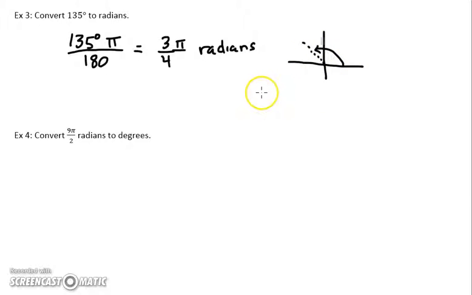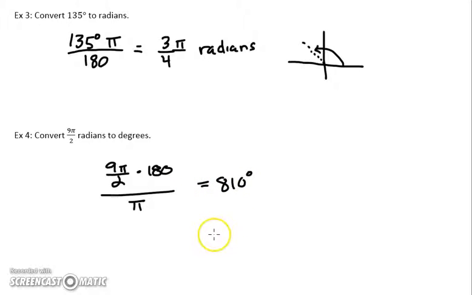Now we want to convert 9 pi over 2 into degrees. So we take our radians, 9 pi over 2, multiply it by 180, and divide it by pi. If we do that, our pi's are going to cancel. 180 divided by 2 turns into 90. 90 times 9 is going to be 810 degrees.